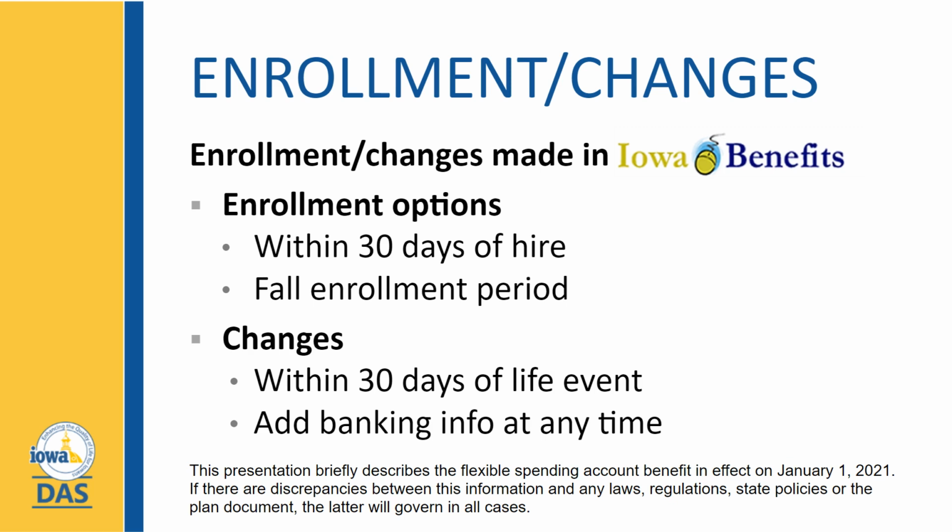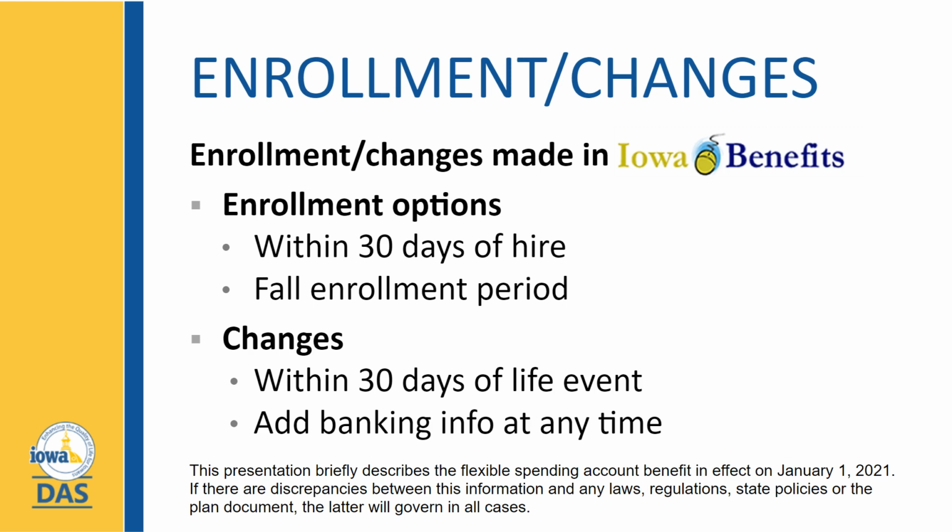If you have a life event, you may make changes to your annual election within 30 days after the event. Common life events include marriage, divorce, and birth or adoption of a child. Coverage begins the month after you submit the change in Iowa Benefits.